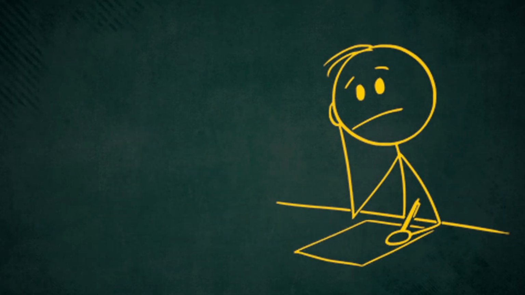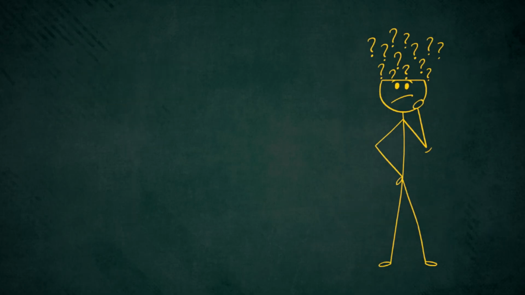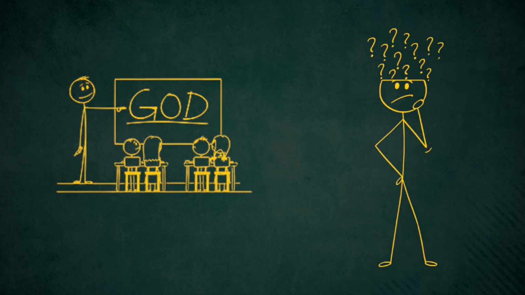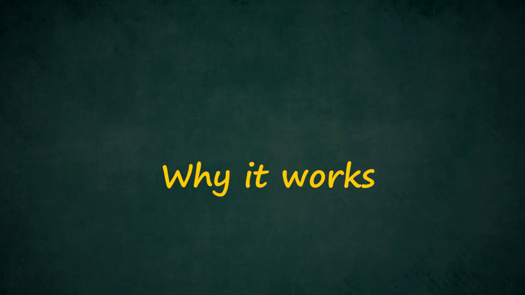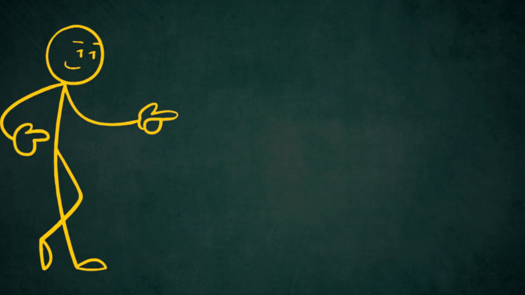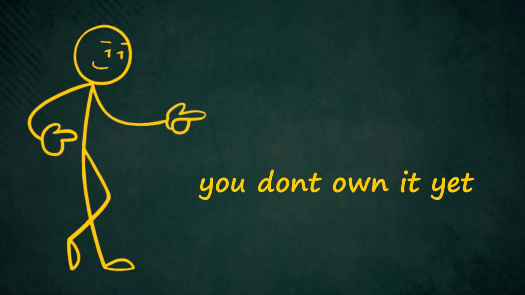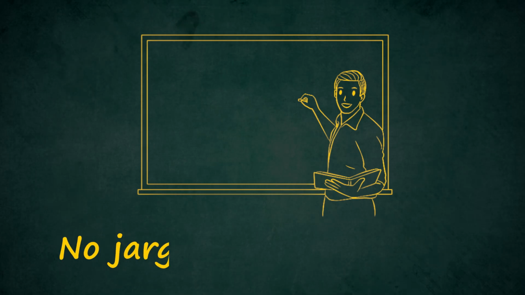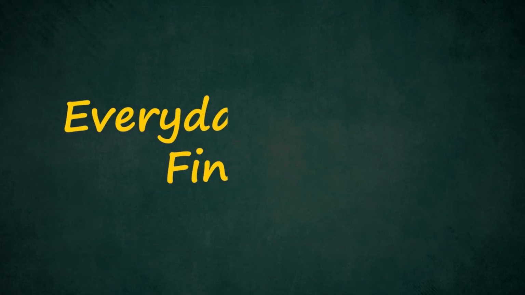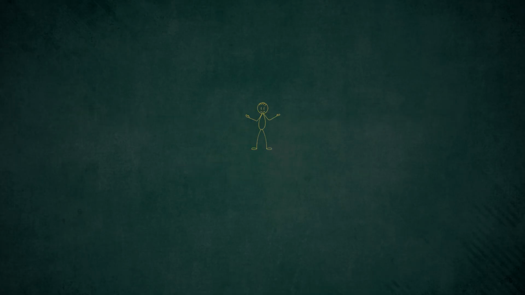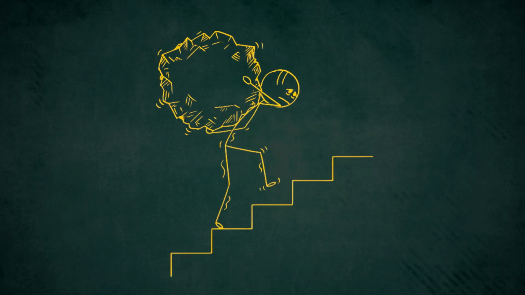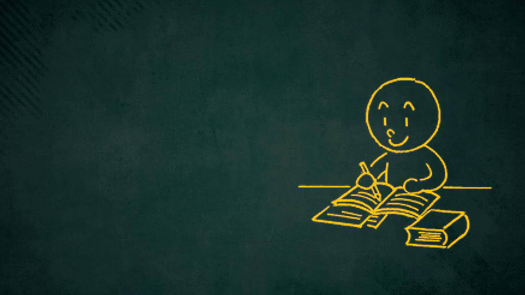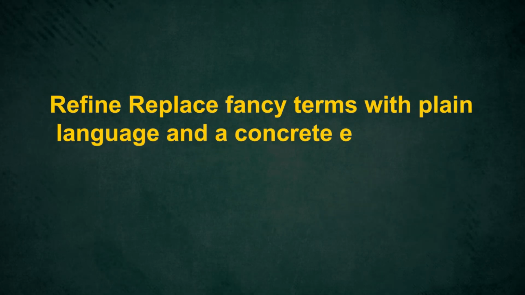Feynman Technique: understand so well you can teach it. What it is: learn it, then teach it simply, like explaining to a 6-year-old. Why it works: simplicity exposes gaps. If you can't say it plainly, you don't own it yet. Steps: pick a topic. Inflation, osmosis, pointers in C. Explain simply, no jargon. Short sentences, everyday analogies. Find gaps. Wherever you hesitate, underline. Go back and fix. Study just that gap, then simplify again. Refine. Replace fancy terms with plain language and a concrete example.